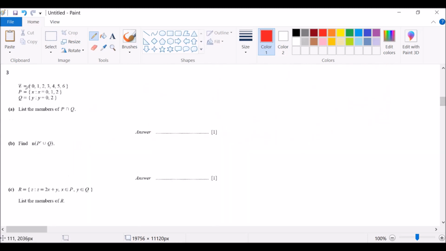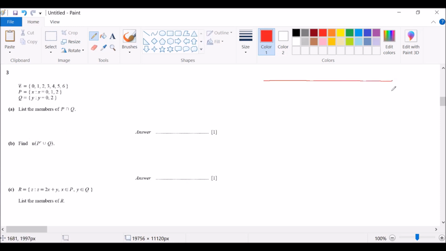Now let's go on to the next one. The universal set is 0, 1, 2, 3, 4, 5, 6. P is 0, 1, 2. Q is defined by Y, which is 0, 2. P is defined by X, which is 0, 1, 2. List the members of P intersection Q.